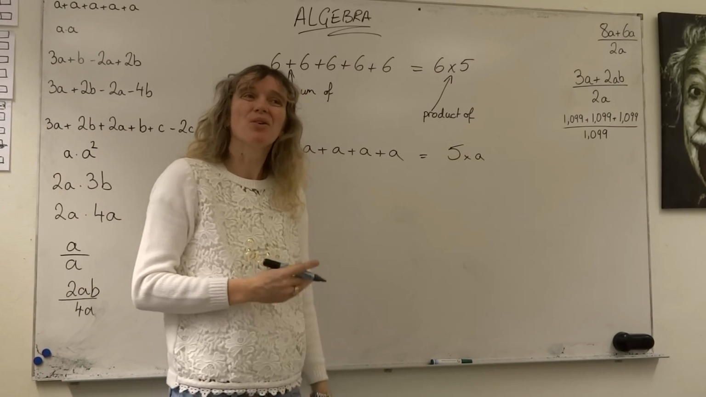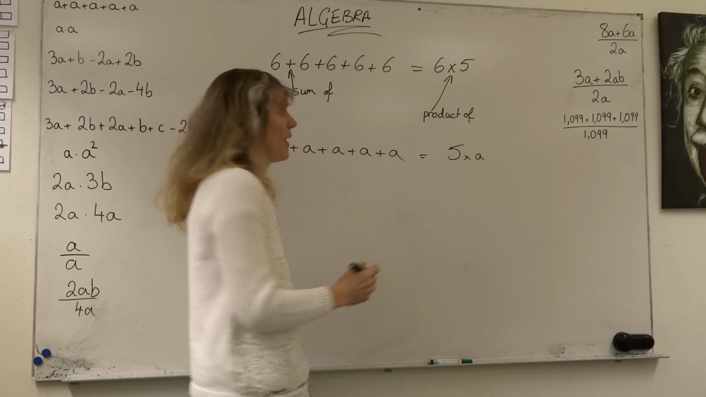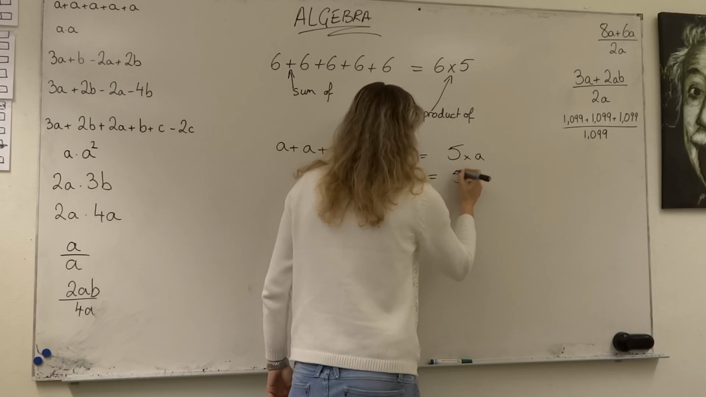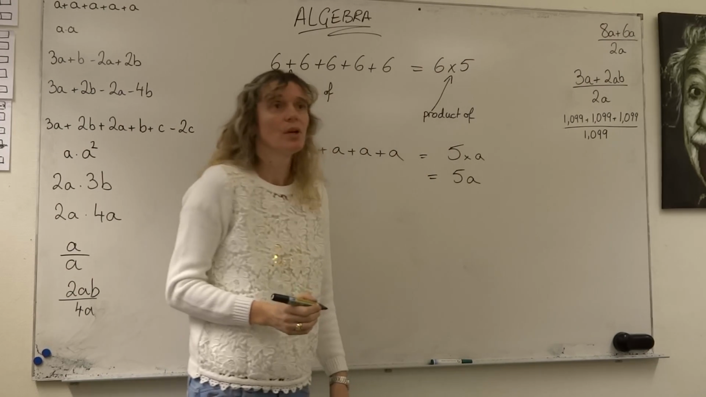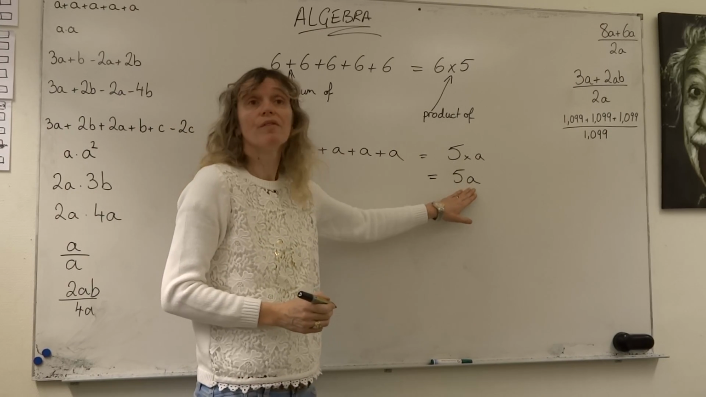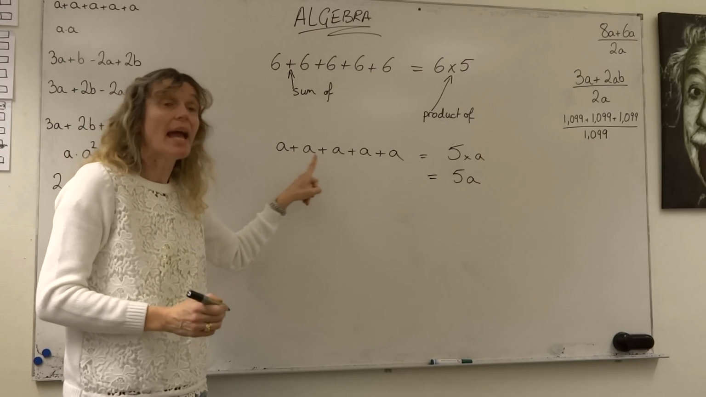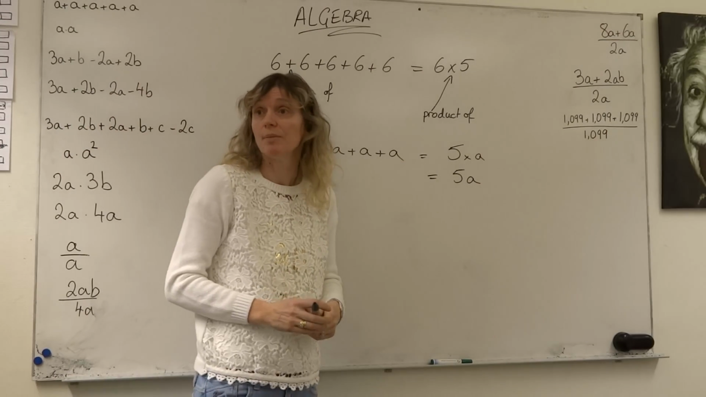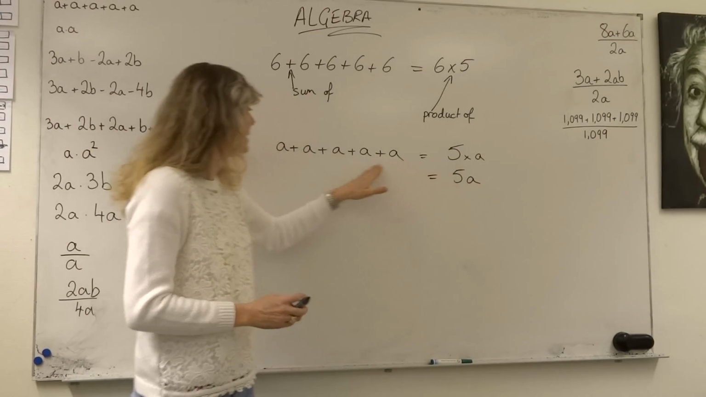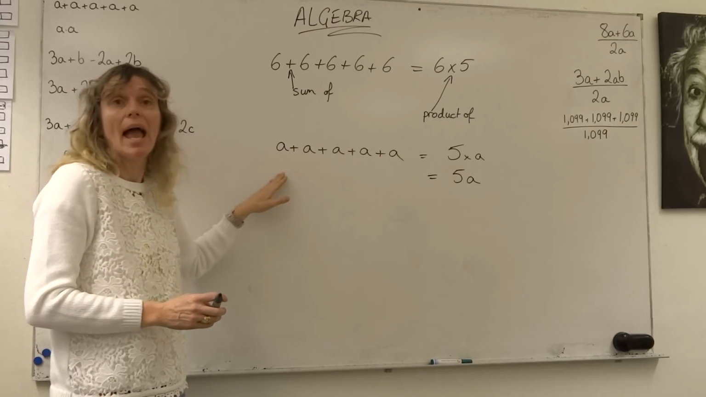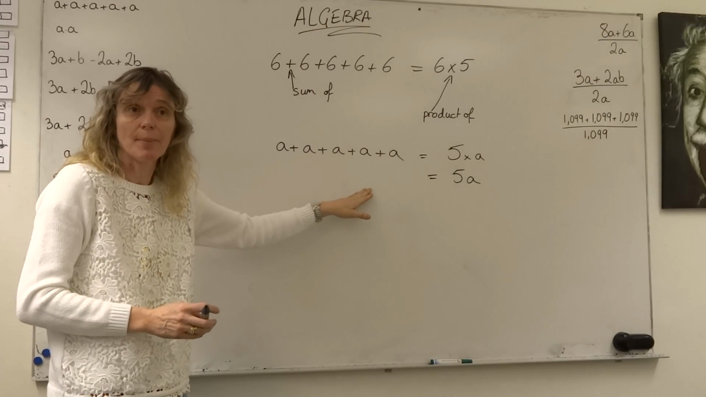But in maths, we don't usually bother putting that multiply sign there. We would just write that as 5A. So this is the product of the number of A's. But 5A actually means the A added to itself 5 times. So 5A is exactly the same as A plus A plus A plus A plus A.